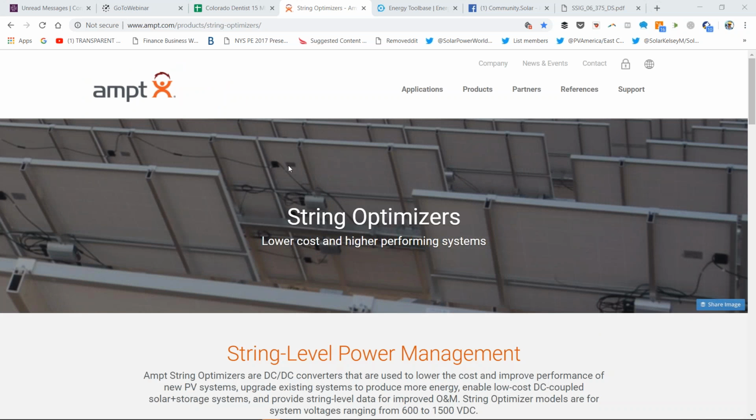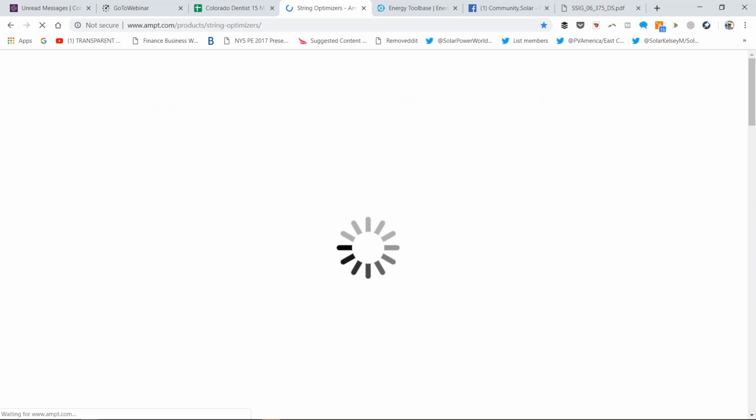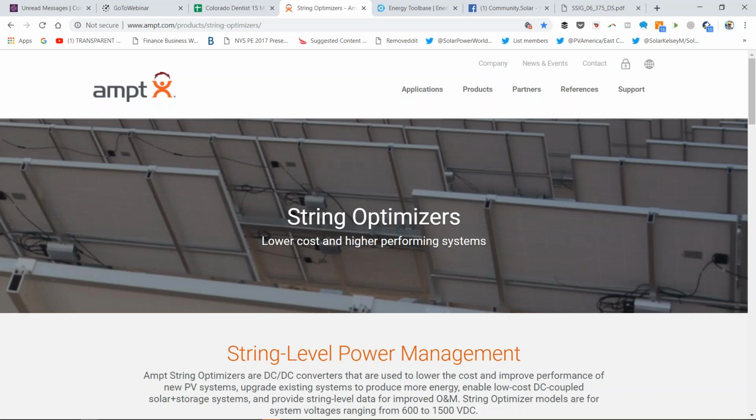And so what Amped does on the commercial and industrial level is the same thing that SolarEdge does at the residential and commercial level, but instead of putting an optimizer or voltage regulator behind every single panel, Amped puts one behind every circuit, actually every couple of circuits.